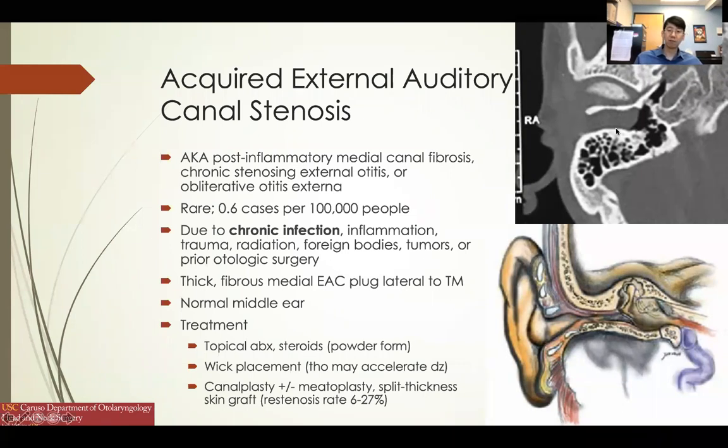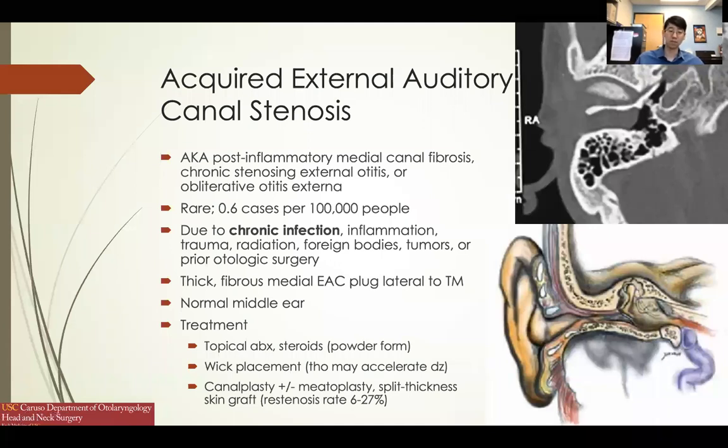And eventually that plug can work its way all the way, the fibrosis can build up all the way to the bony cartilaginous junction, as seen on the CT here. And that's when it burns, quote unquote, burns out and becomes this dry phase. And at that point, you would consider doing a surgical resection of the tissue with canalplasty, possibly widening the bone, with or without a meatoplasty, and lining it with a split thickness skin graft, with the most concerning complication being restenosis.